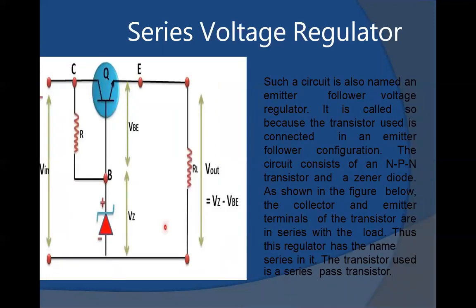Such a circuit is also named an emitter follower voltage regulator, because we connect an emitter follower circuit in the voltage regulator. It is called so because the transistor used is connected in an emitter follower configuration. The circuit consists of an NPN transistor and a Zener diode as shown in the figure below. The collector and emitter terminals of the transistor are in series with the load. Thus, this regulator has the name series in it. The transistor used is a series pass transistor.